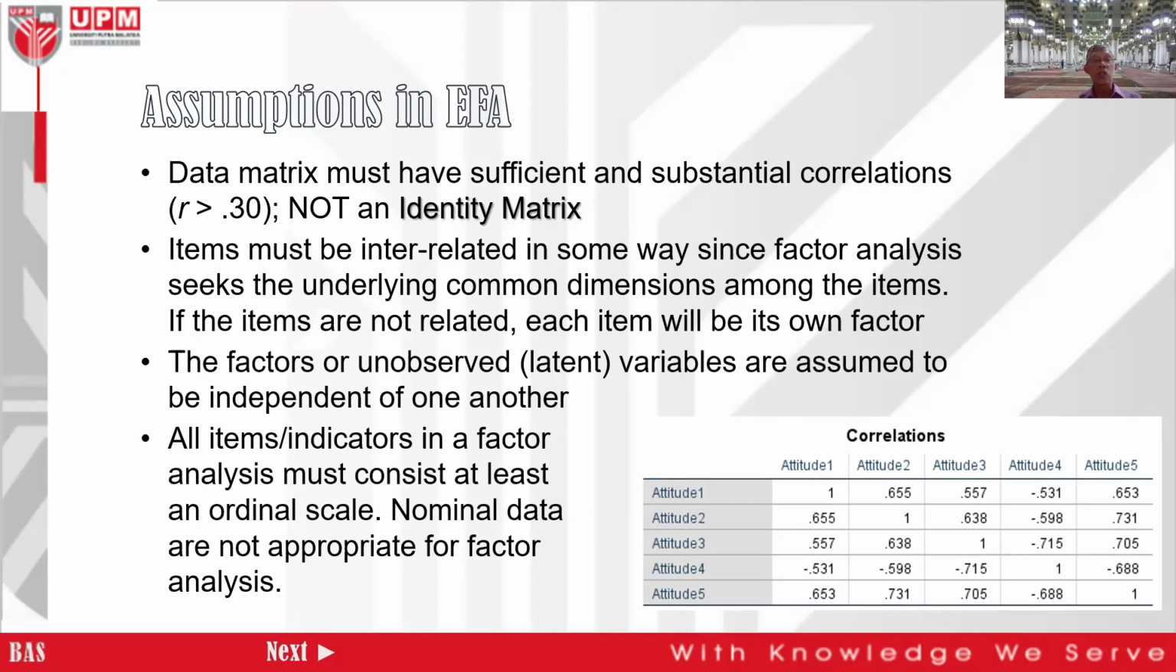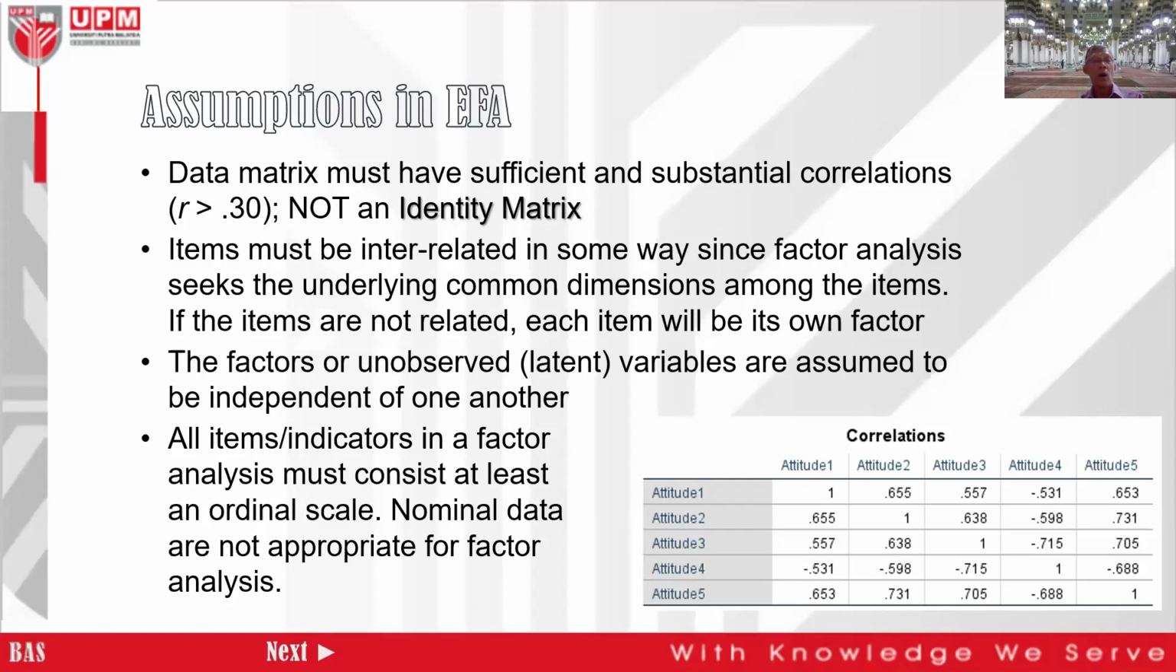Okay, and then the factors, or the unobserved or latent variables, are assumed to be independent of each other. I mean, when we get factor 1, factor 2, factor 3, factor 4 from the factor analysis, the expectation is that these factors or constructs should be independent of each other. They are not measuring the same thing. They are not sharing a lot of common variance. Of course, we should have some form of relationship, but we don't expect it to be high. If it is too high, then we consider it multicollinearity, where the result is not good.